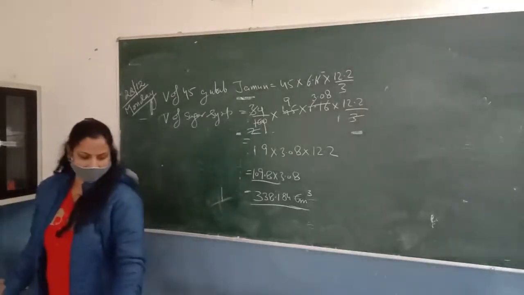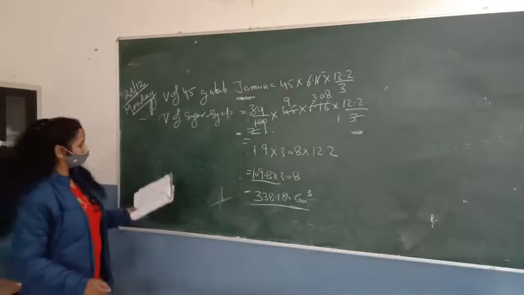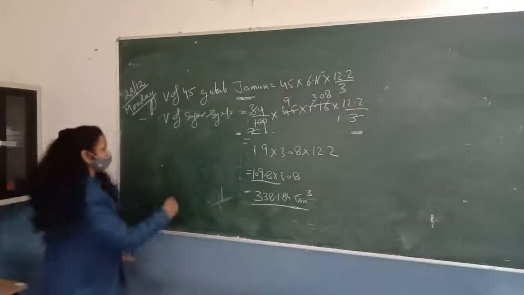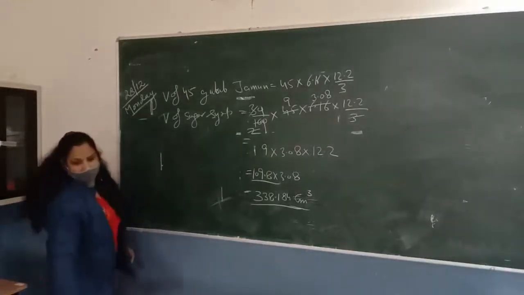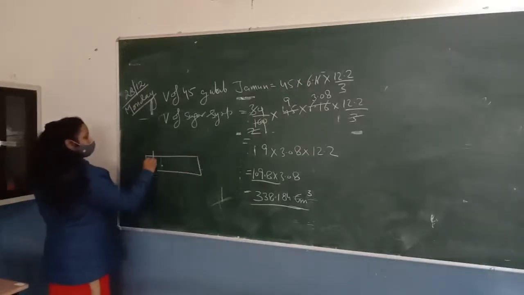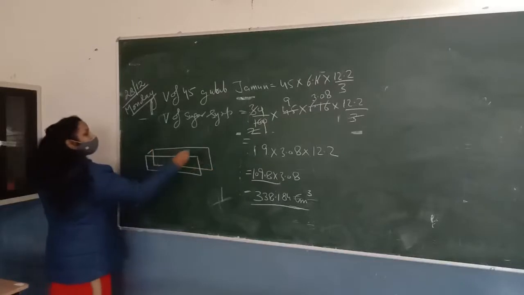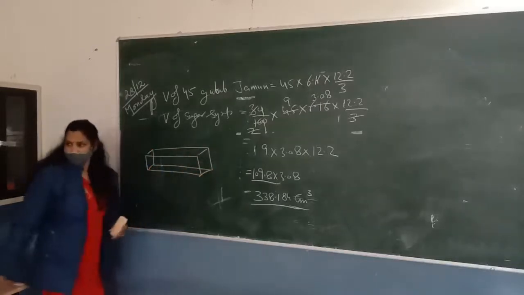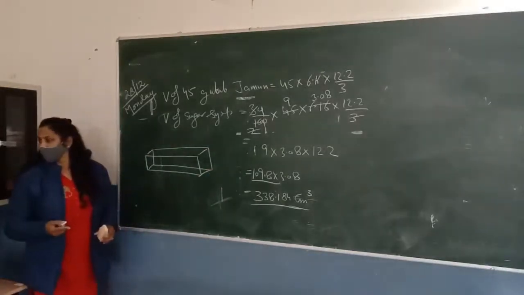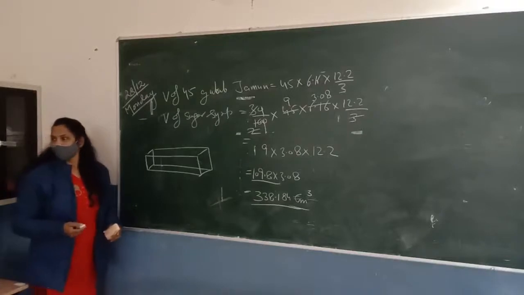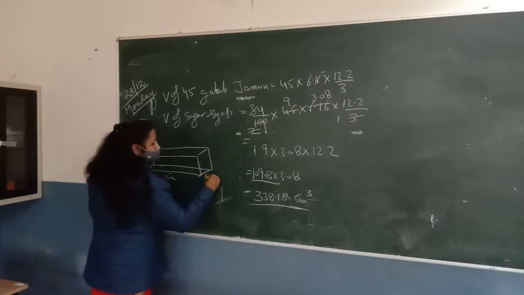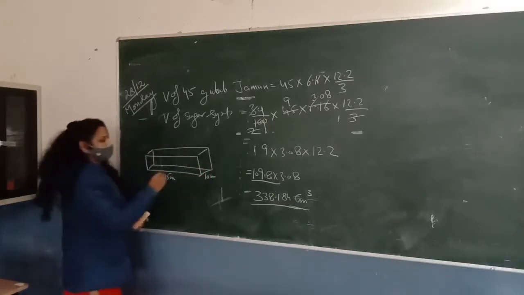Question number 4. Any doubt in question number 4? A pen stand made up of wood in the shape of a cuboid. Dishan, please read the question. This is a cuboidal shaped stand, which has 4 conical depressions. The measurement of the cuboidal portion is 15 centimeter by 10 centimeter by height 3.5 centimeter.